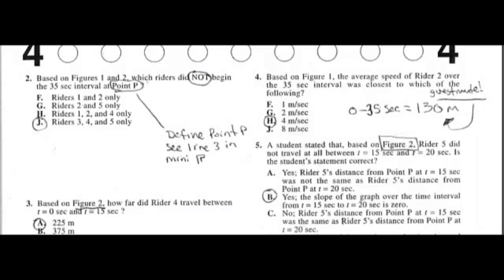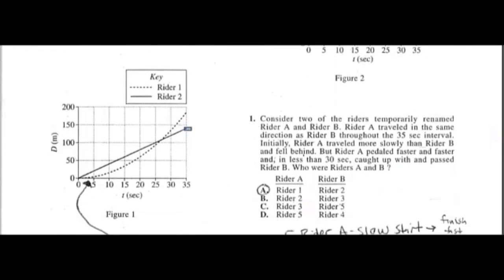Test 69A, science practice problem number 4. Number 4 says, based on figure 1, the average speed of rider 2 over the 35-second interval was closest to which of the following? First things first, let's go up to figure 1 and find rider number 2. Make sure that you go to the correct area. We're going to figure number 1. Figure number 1 is right here.